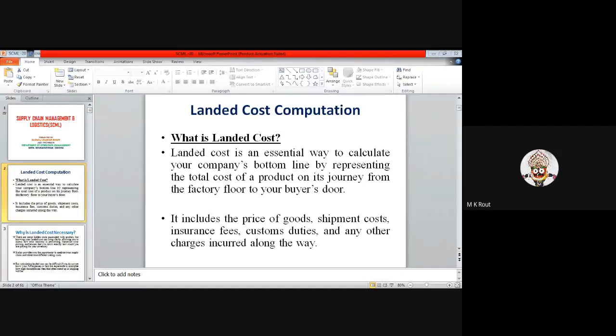In case of landed cost computation, this is the most important aspect of your logistics management. Last year Nimbus Logistics appeared in placements, and they asked about how to calculate the different expenses in logistics. In logistics, the landed cost is very important. Before starting this topic, first you have to know the definition of landed cost.